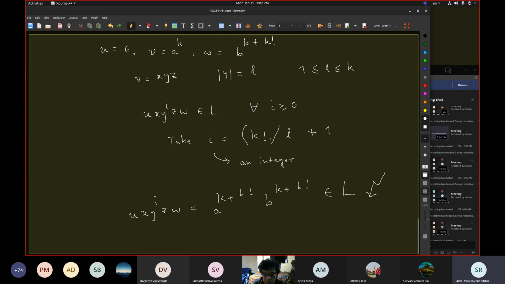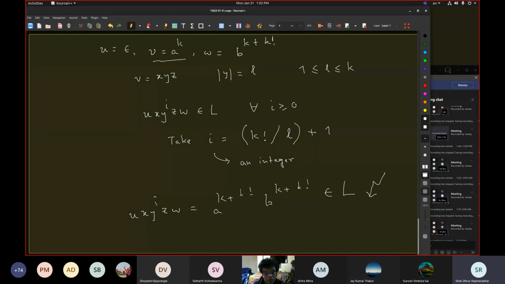To be more precise, I will just do this, just in case there is any confusion. Sir, in place of k factorial, we can put any multiple of the LCM of 1 through k, right? Yes, yes. LCM of 1 through k will also do. Sir, what is y here? Y is some part of this, right?